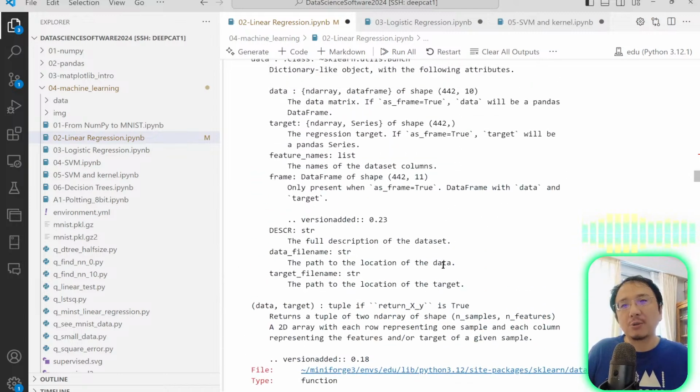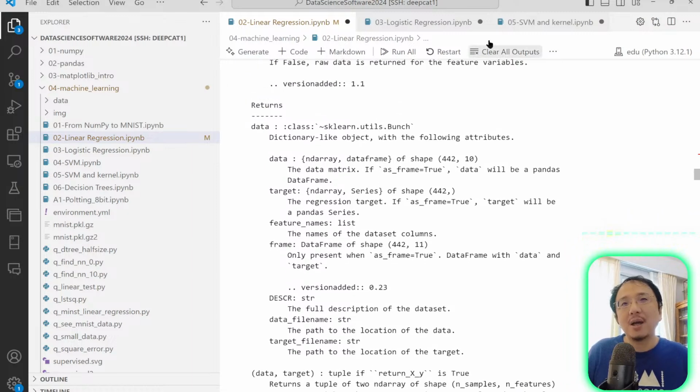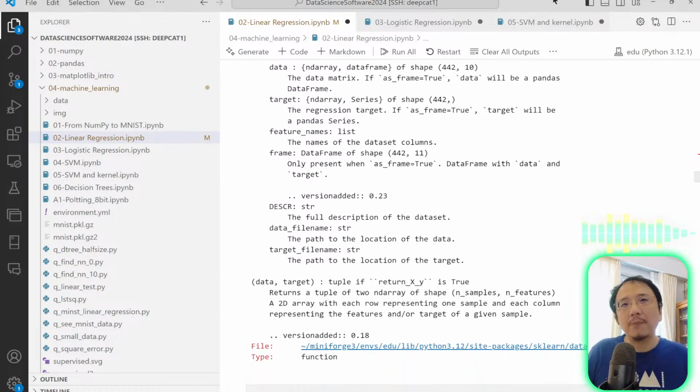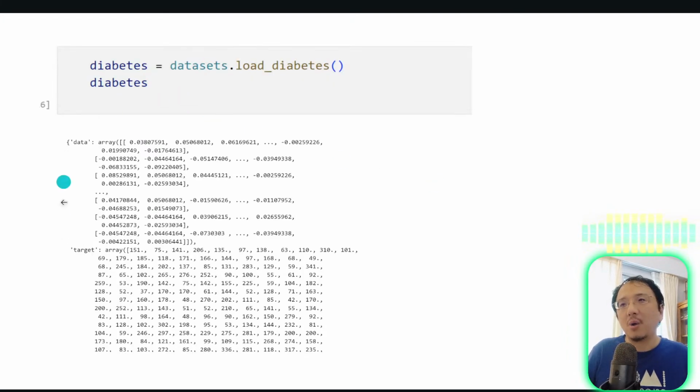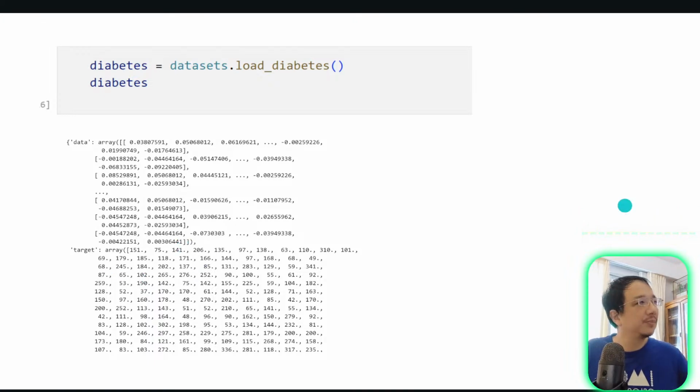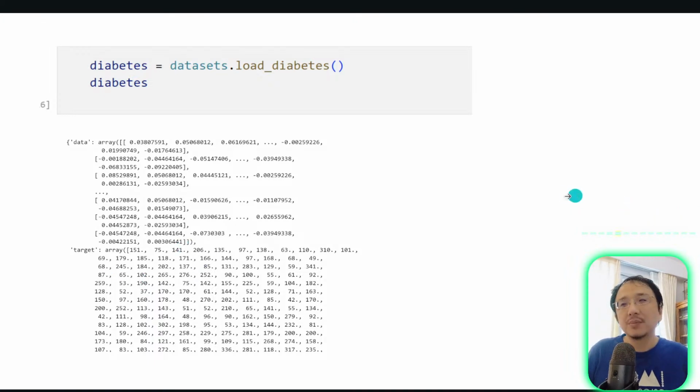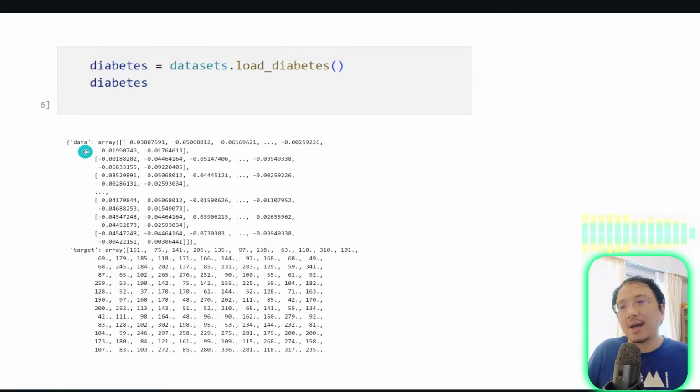To do a full description, like the labels and what it is. And we also do some, I believe, load diabetes. You can see the data itself in here. So it has the data part. It is a dictionary, and it has a data part and a target part.